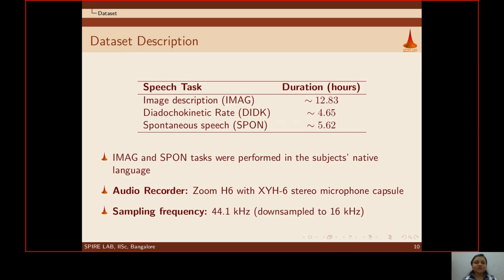We have used data for 3 different speech tasks: image description, diadochokinetic rate or DIDK, and spontaneous speech. In image task, the subjects were asked to give brief descriptions of images shown to them. In DIDK, the subjects had to utter a sequence of monosyllabic targets like papapa, pataka, etc. in rapid succession. And lastly, in SPON, the subjects were asked to spontaneously talk about 2 events: a place that they have recently visited and a festival they celebrate, each for 1 minute. Image and SPON tasks were performed in the subject's native language.